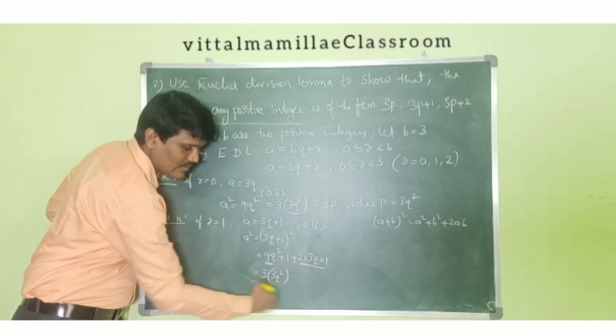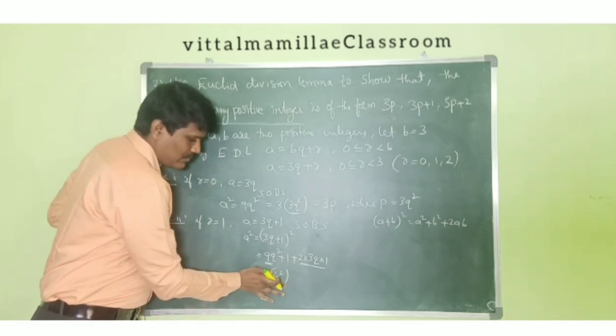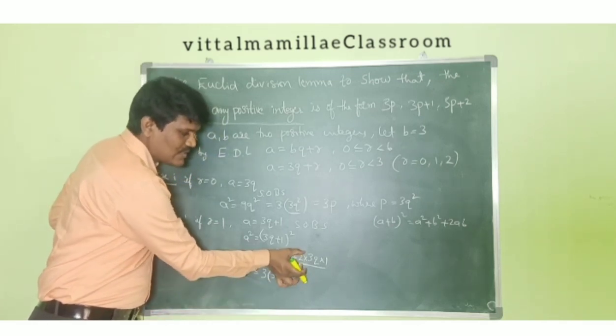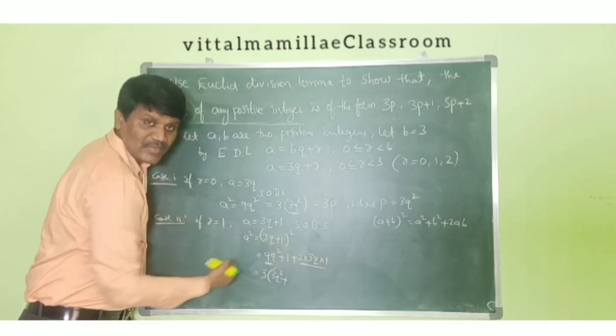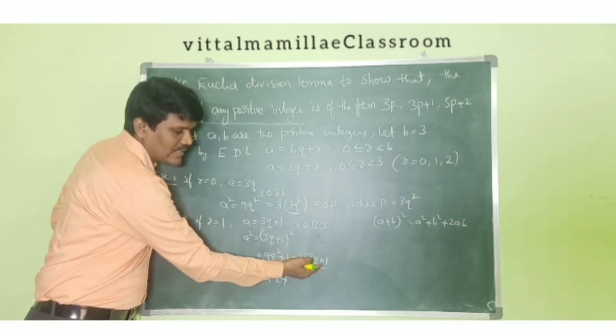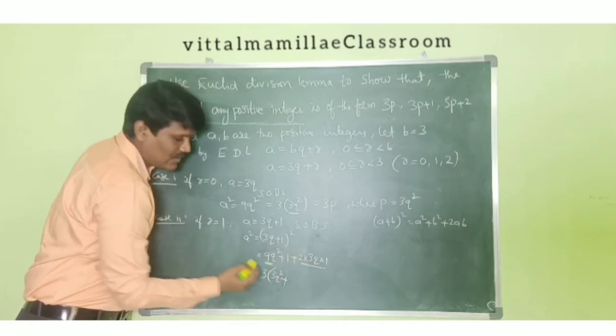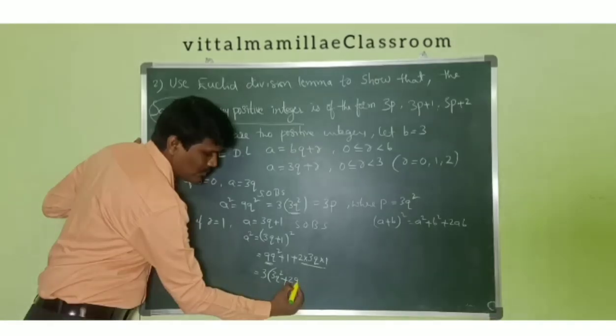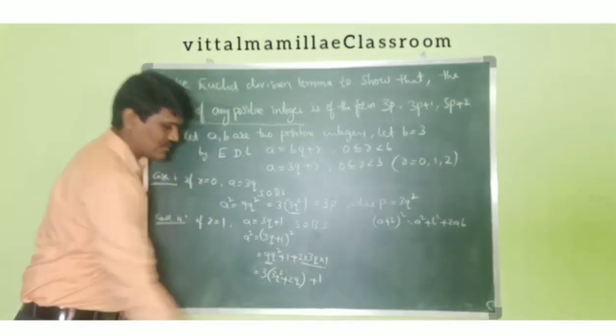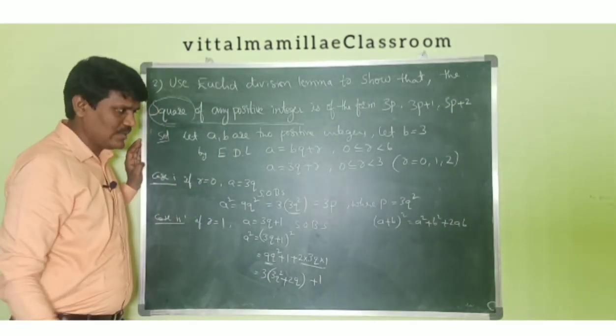3q square plus, from this if I take 3 as common, what remains? This total becomes 2 into 3q into 1 is 6q. From 6q, if I take 3 common, what remains? 2q plus 1.